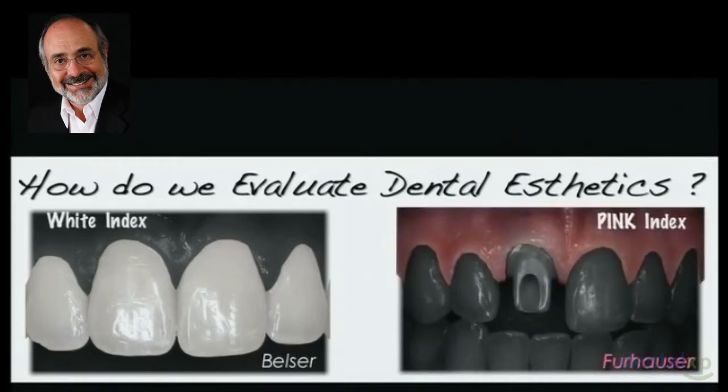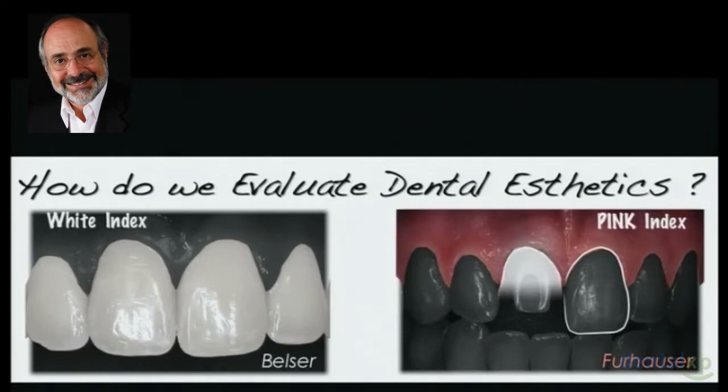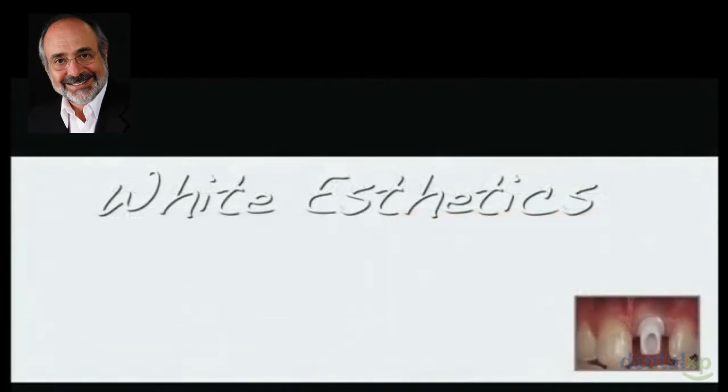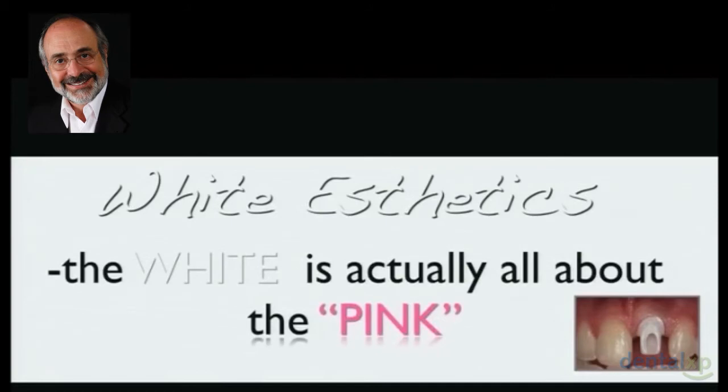And I'm going to concentrate on what we call the pink aesthetic score. And this is from Furhauser. We're going to talk about how the pink needs to be if it's going to affect the white correctly. And when you look at this carefully and you outline the form of a tooth, you realize that the upper half of this tooth is totally defined by the pink. So this portion of the tooth is pink defined, and that's a crucial component.